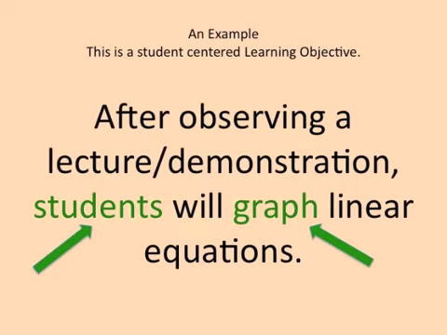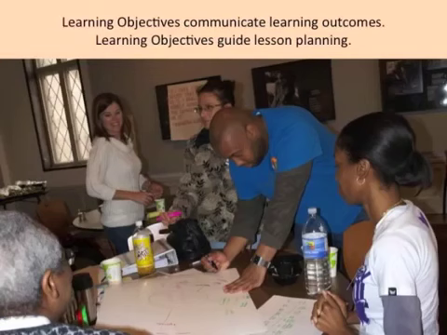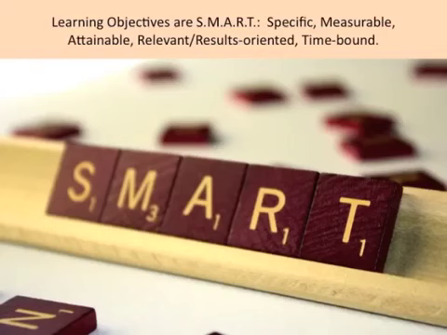In this correct example of a student-centered objective, even though the student is observing a lecture or demonstration, the objective of the lesson is the student completing a graph. Learning objectives are written in a specific and purposeful way that guides teacher lesson planning and communicates student daily learning outcomes. Lesson plans can be for one day or multiple days, but are based upon a specifically stated learning objective.